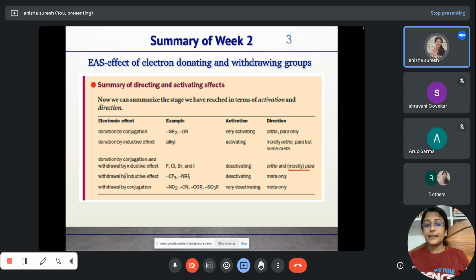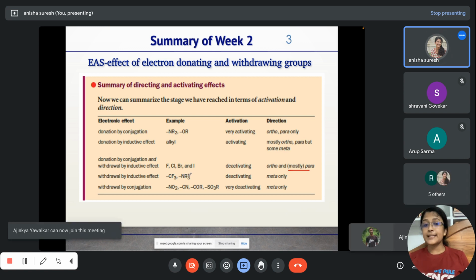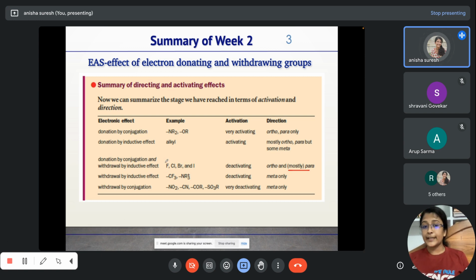And if we consider groups like CF3, NR3 plus, etc., they undergo withdrawal by inductive effect. They are electron withdrawing in nature by inductive effect. So they are deactivating in nature in electrophilic aromatic substitution, and they will undergo meta substitution only.